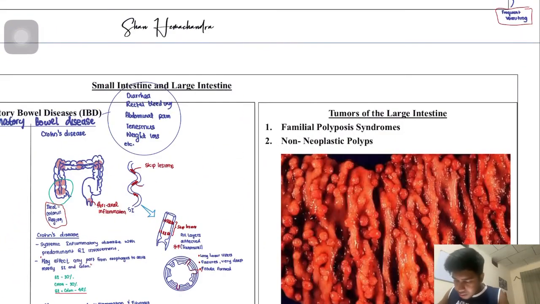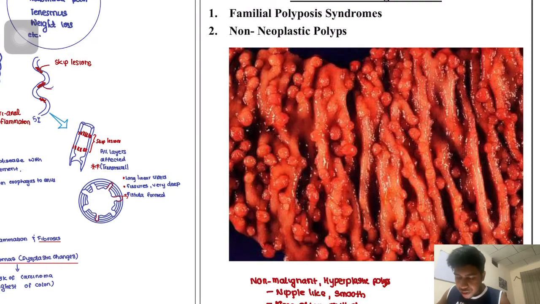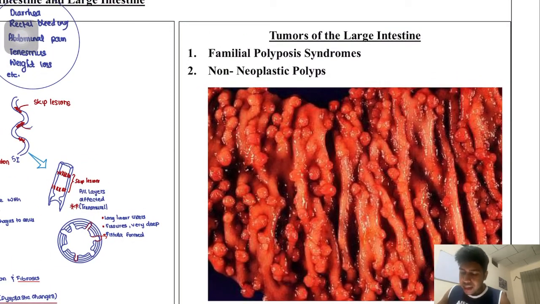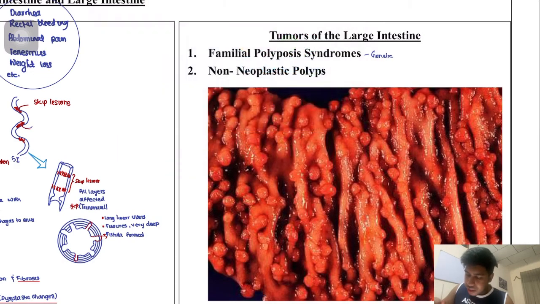Okay, next, tumors of the large intestine. So there's 4 types. First, familial polyposis syndrome. This is a genetic disease. The risk factor is genetic, and you will learn it for genetics, so I will not go into detail there. Next, we have non-cancerous polyps.